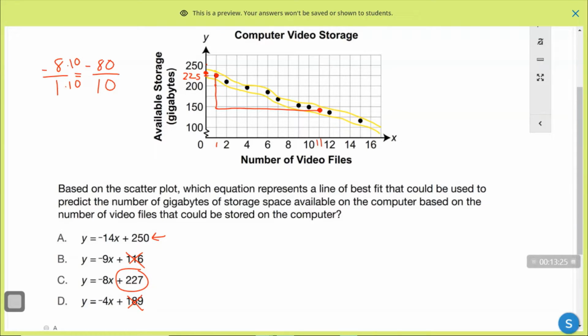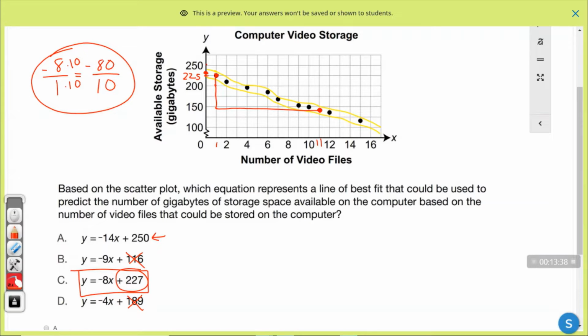And I can see that I would still be within my river doing that. So that means that this slope is a good slope. So I am much more confident in my answer that -8x plus 227 would be a good line of best fit to represent this situation.